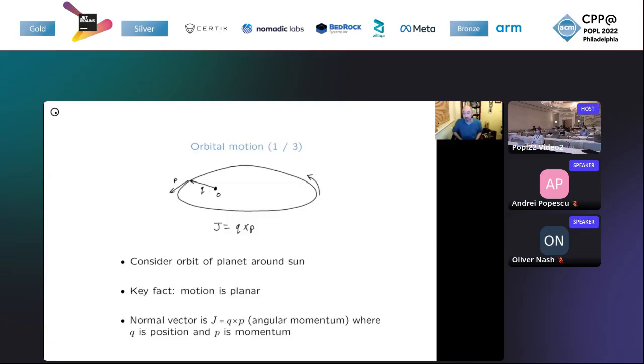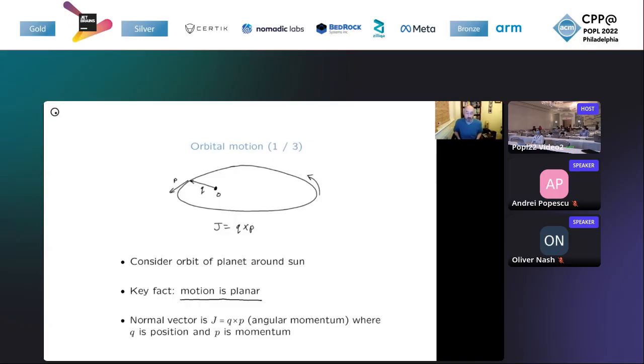So here we have a picture. This is supposed to be a planet going around the sun, the point O, which I probably should have called the point S. That's supposed to be the sun. And you have the planet orbiting it in an ellipse shape that Newton and his buddies worked out for us. And one of the first things you notice is that the motion is planar. It's fairly intuitively obvious because the gravitational potential is spherically symmetric. There's no torsion or twisting in it.